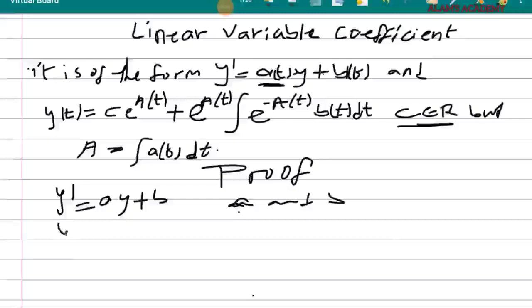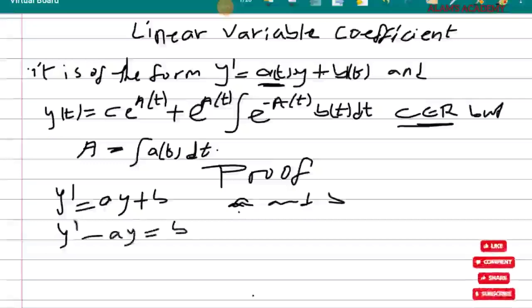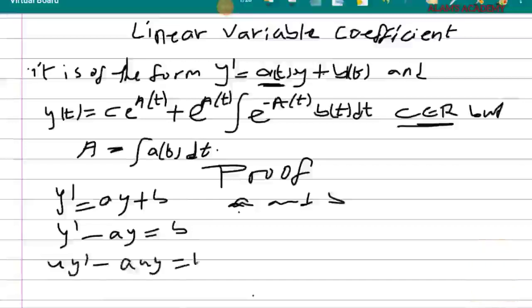So I group like terms. So y prime, sending a y across, I get y prime minus a y equal to b. Now multiply through by u. So u y prime minus a u y equal to b u.